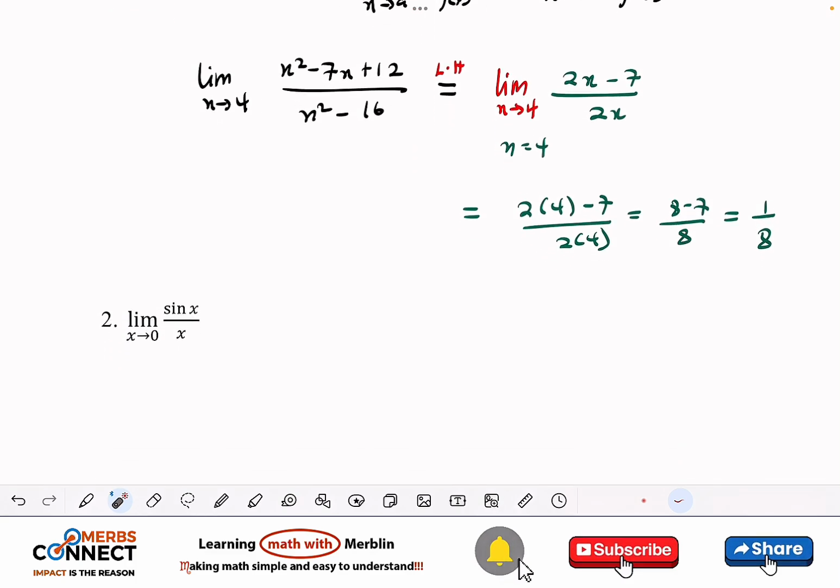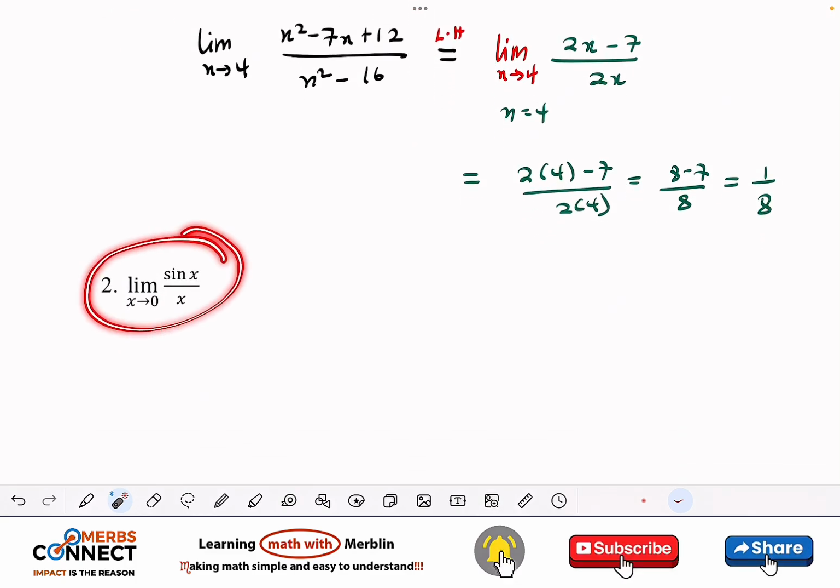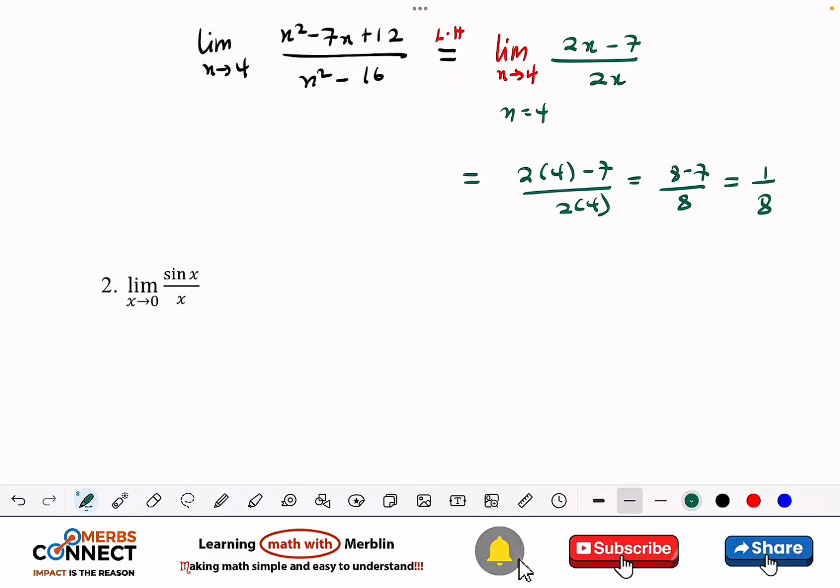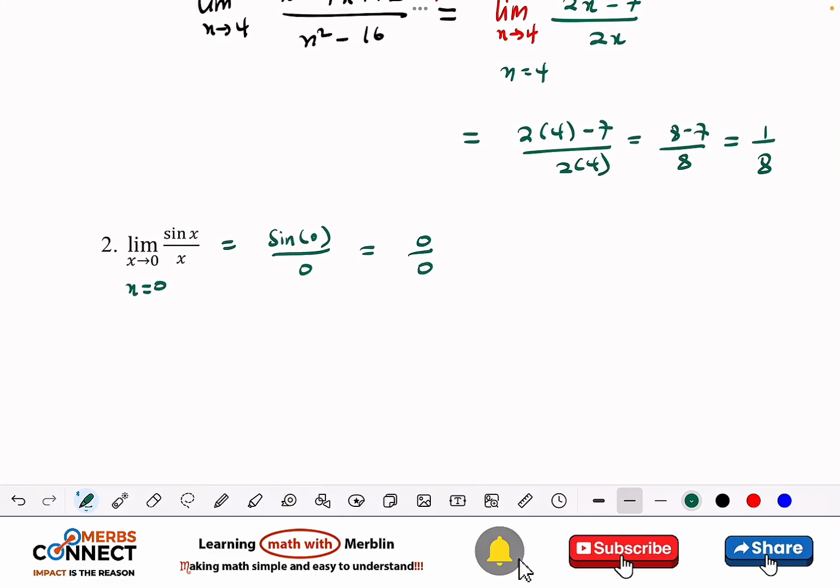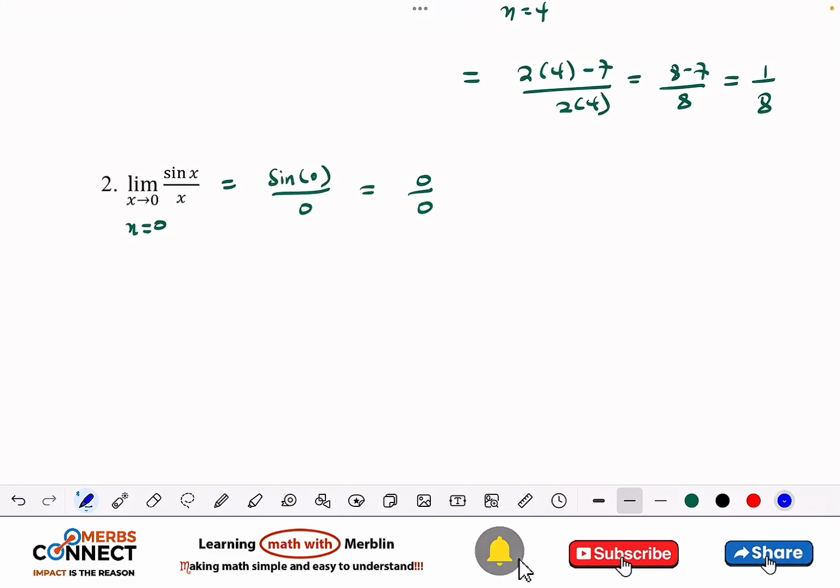Good. Now let's look at this one. You remember this one, we said this is a property which is equal to 1, right? When x is approaching 0, sin x over x is 1. Now let's use L'Hopital's rule to solve it and see. When I set x to be equal to 0, this is going to be sin 0 divided by 0. Sin 0 is 0, so I'm getting 0 over 0. So it means that we can apply L'Hopital's rule.